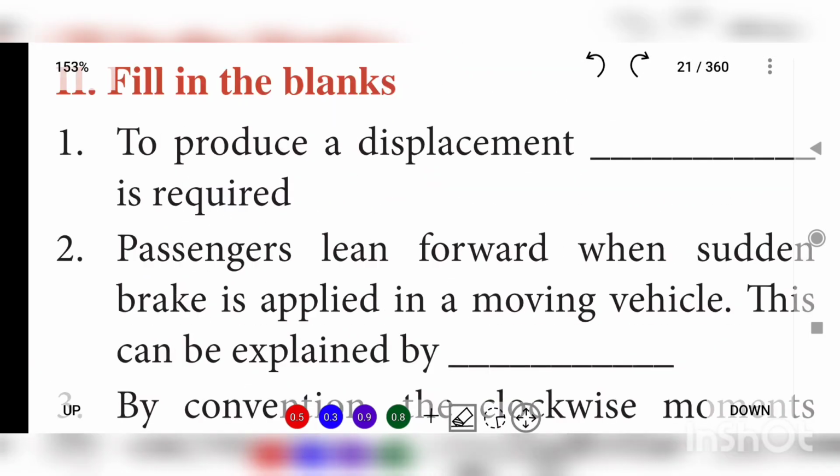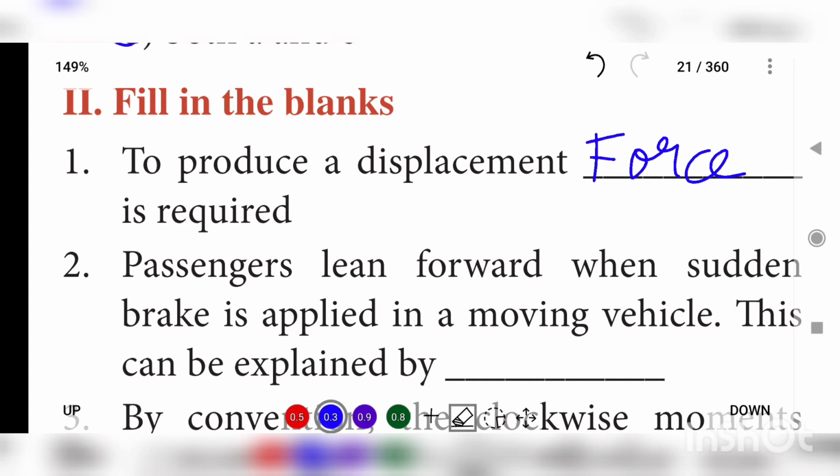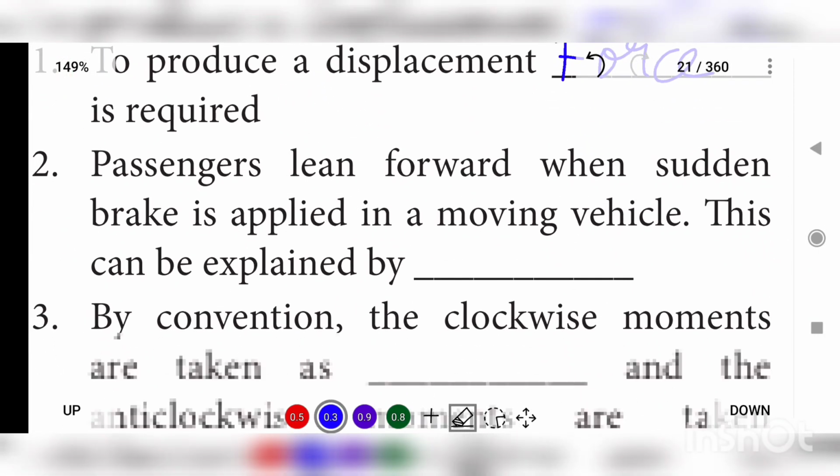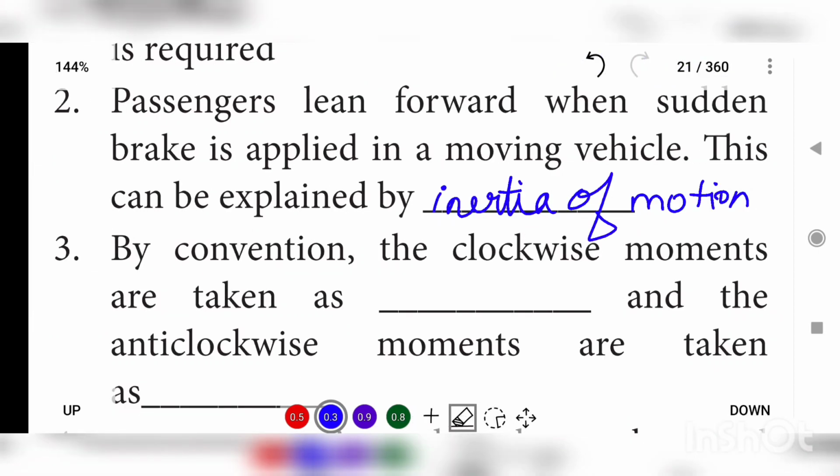Fill in the blanks. First one, to produce a displacement, dash is required. Answer, to produce a displacement, force is required. Second one, passengers lean forward when sudden brake is applied in a moving vehicle. This can be explained by... Answer, this can be explained by the inertia of motion.